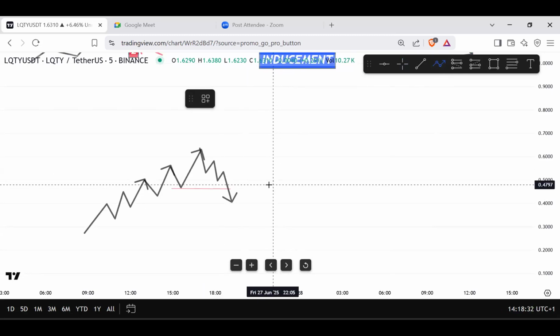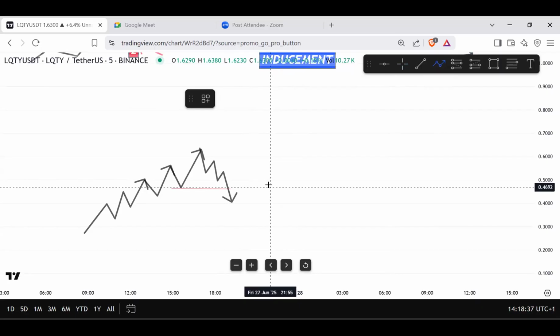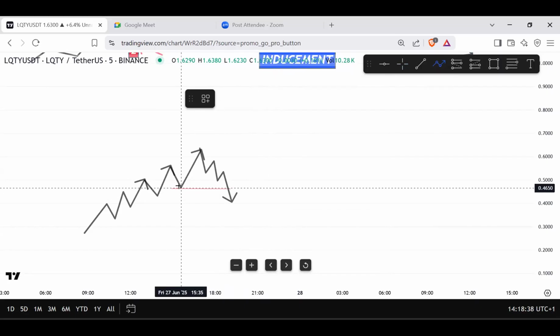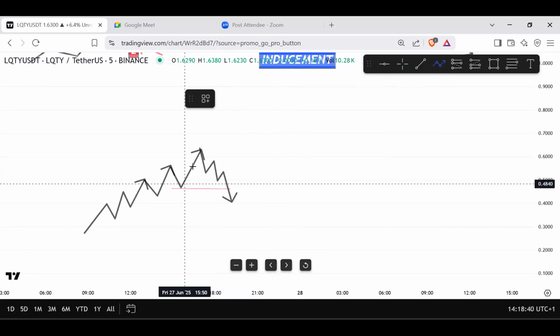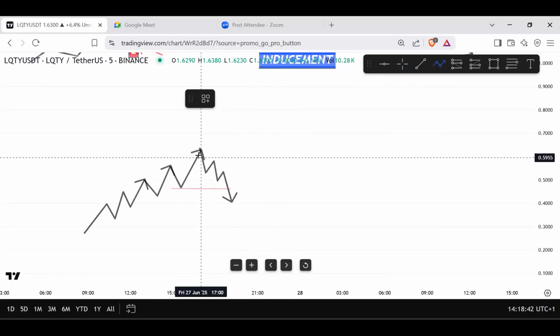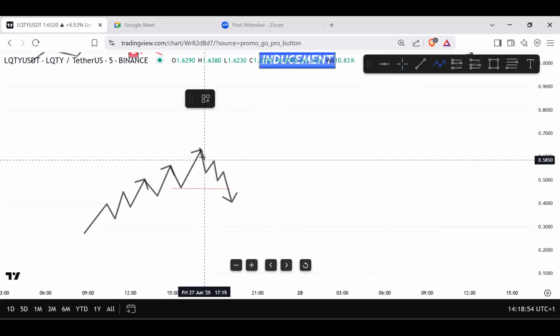Now, we pointed out the last move is the impulsive, then the inducement. The last valid pullback is the inducement, and again it went up and made a small pullback, not a valid pullback. Small pullbacks happened 1, 2, 3 times. Then only the correction happened there. So before the correction happening, why can't we consider that a valid pullback?